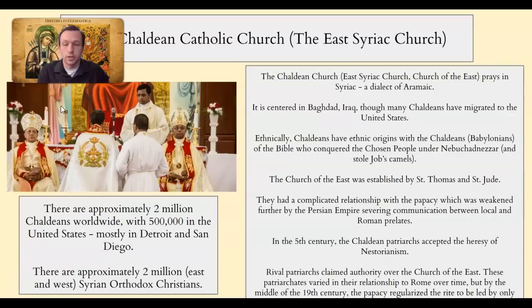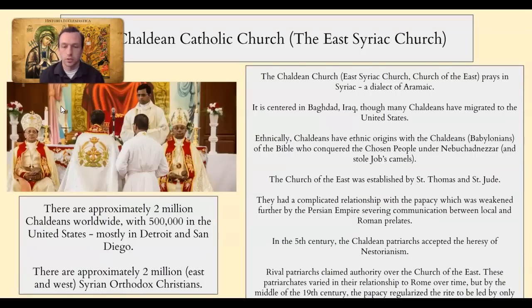In the 5th century, this was made worse by the fact that Chaldean patriarchs accepted the heresy of Nestorianism, which taught that Jesus was both a human and divine person, and Mary was only the mother of the human person, Jesus, not the divine person, the Logos. Throughout its history, rival patriarchs have claimed authority over the Church of the East, so there have been kind of mini schisms within the Chaldean church.